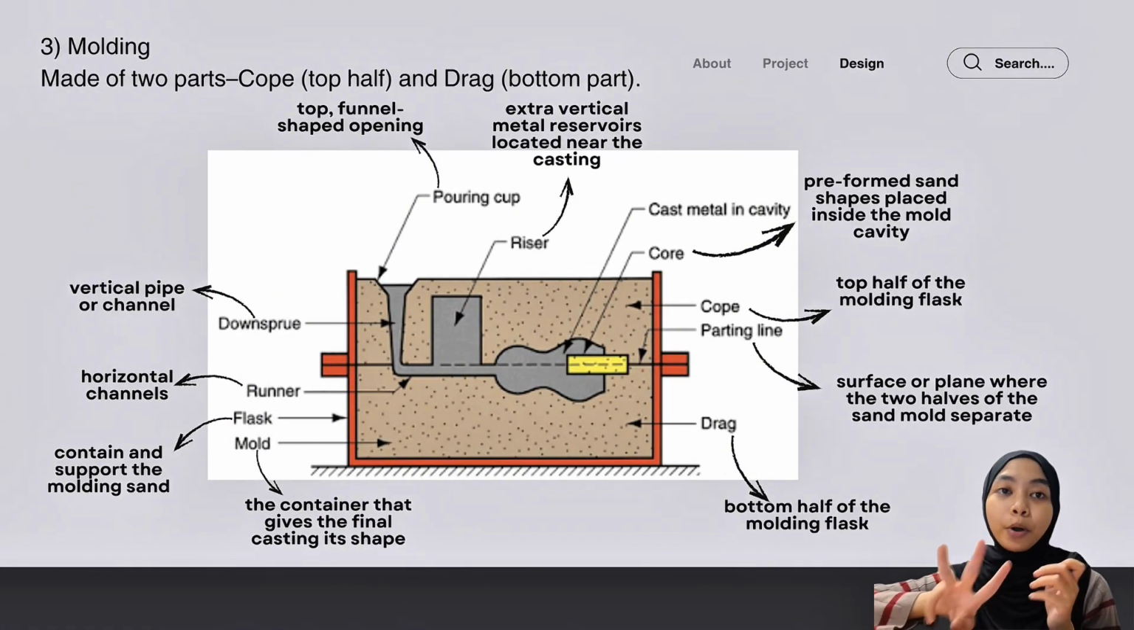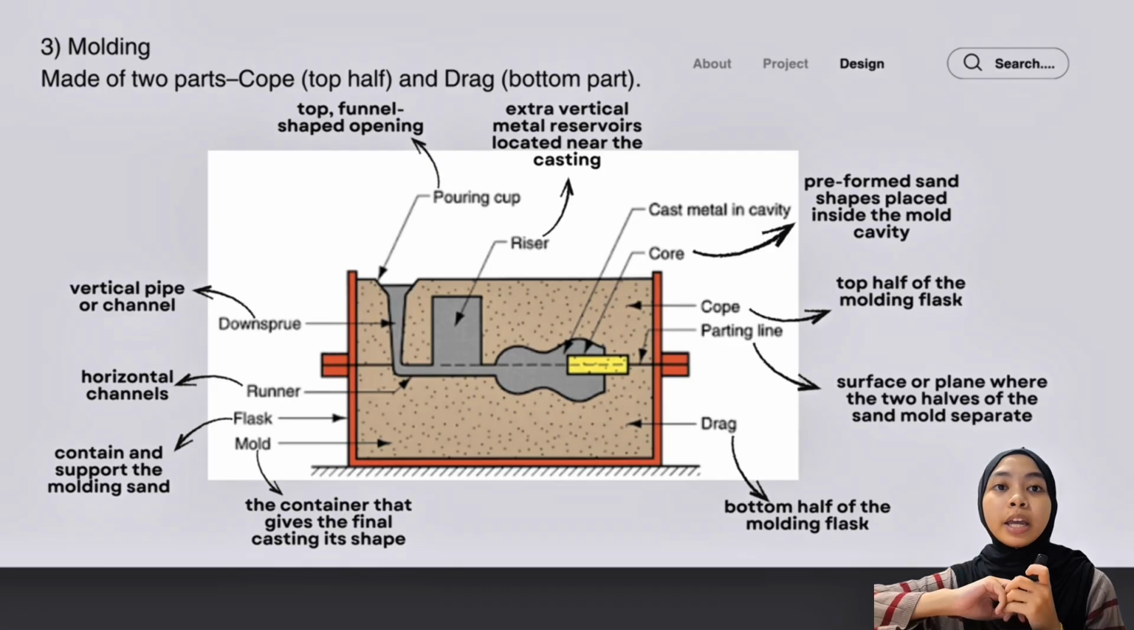For the third process, which is the molding, it is basically made of two parts. The first one is the cope, the top half, and the second one is the drag, the bottom part. So basically, this is the overall view of the molding structure.